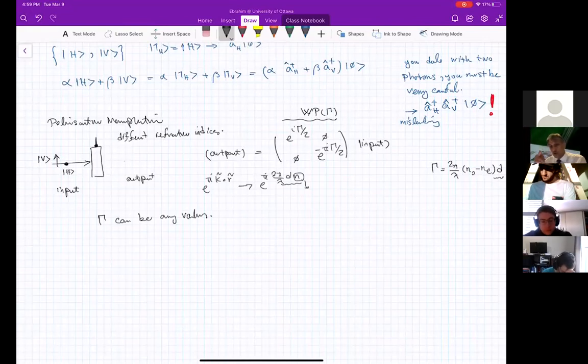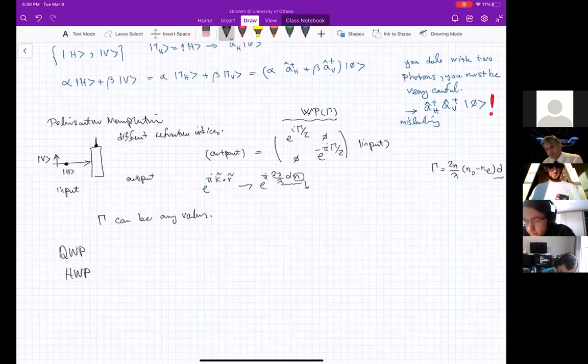But we know two specific gammas. We know two wave plates. We call them quarter wave plates and half wave plates. Half wave plate means that the retardation is pi. So gamma in this notation is pi. Quarter wave plate means that the gamma is pi divided by 2.